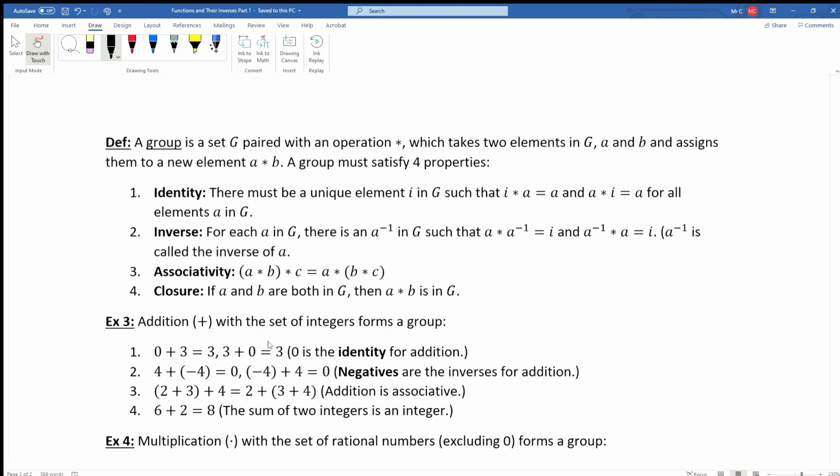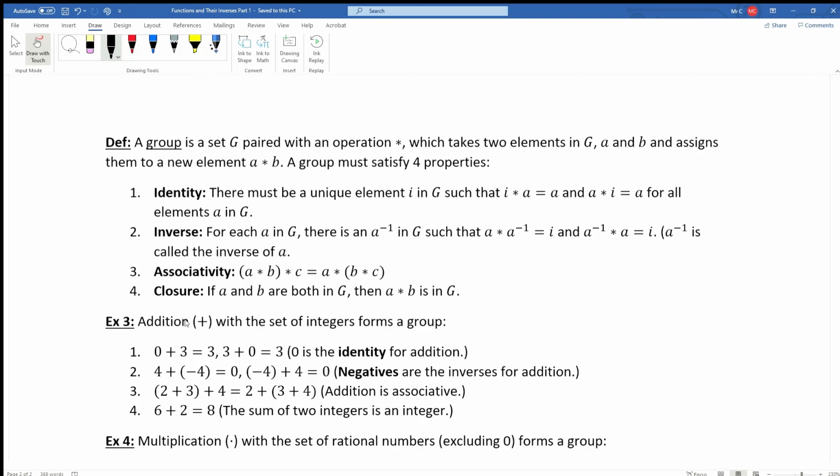And this is true no matter what number you add 0 to. 5 plus 0 is 5, etc. Right? 0 is the identity for addition. Okay, inverse. For each A in G, there is an A to the negative first power. What we really say is A inverse, in G, such that A star A inverse is equal to I, and A inverse star A is also equal to I. Right? This is called the inverse of A. So each element has an inverse.